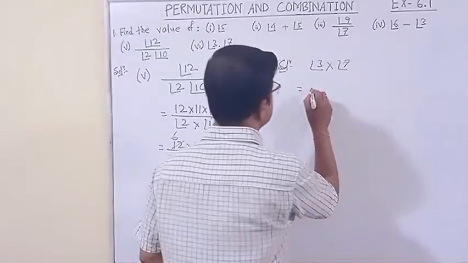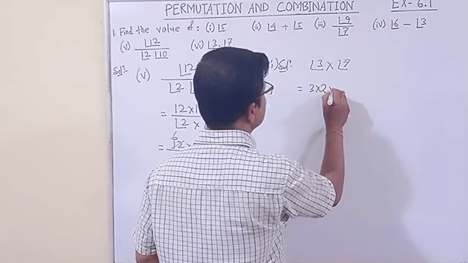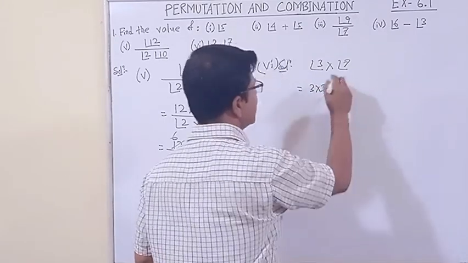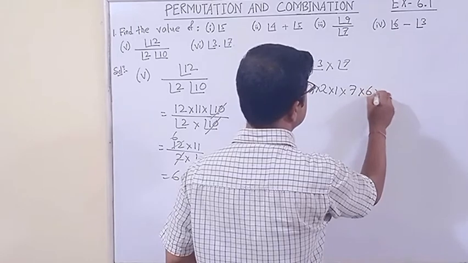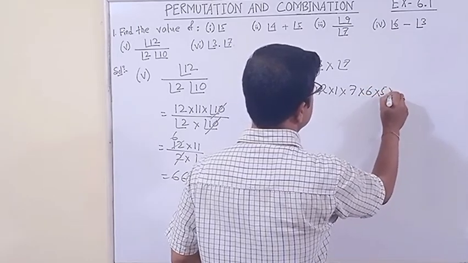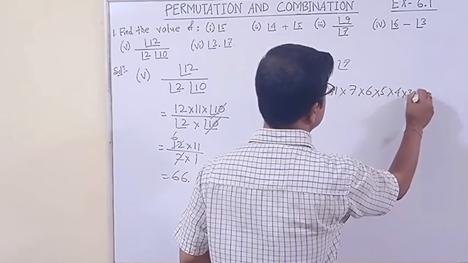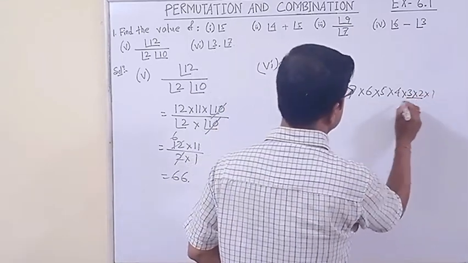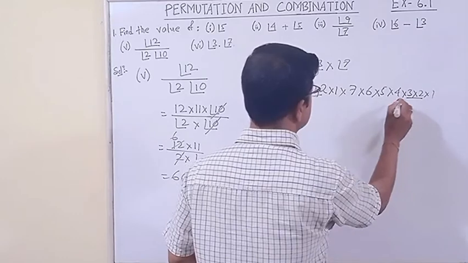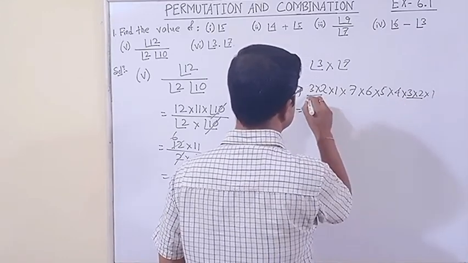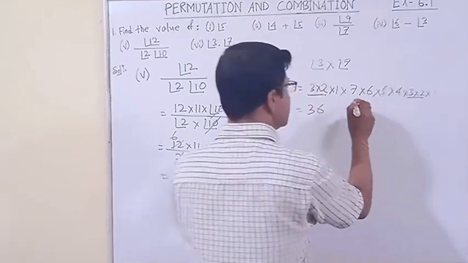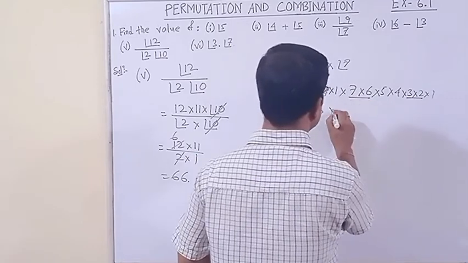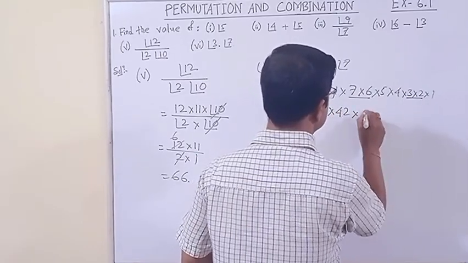So this is 3 into 2. There is no other way. We have to multiply all the numbers. This is 7 into 6 into 5 into 4 into 3 into 2 into 1 in this way. So 3 into 2 is 6, and 6 and 6, 36. Their product is 36. I am writing this 6, 36. Then this is 42 and this is 20.